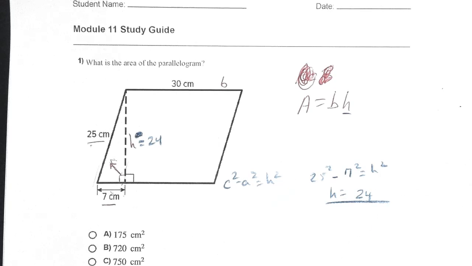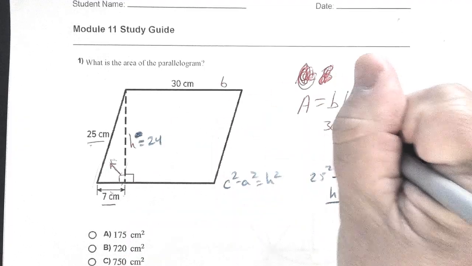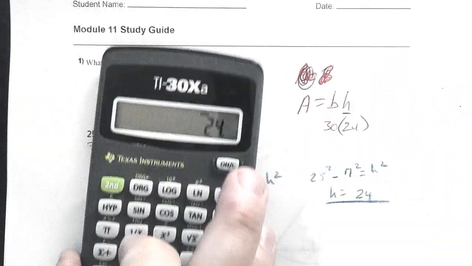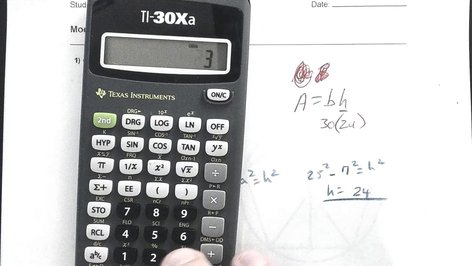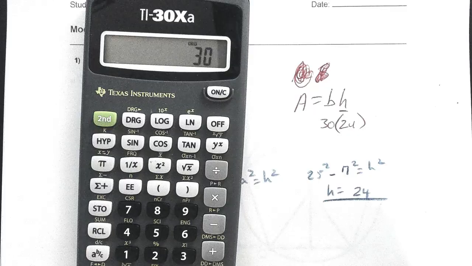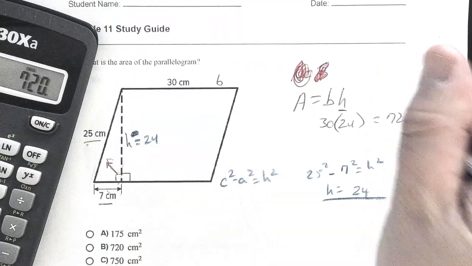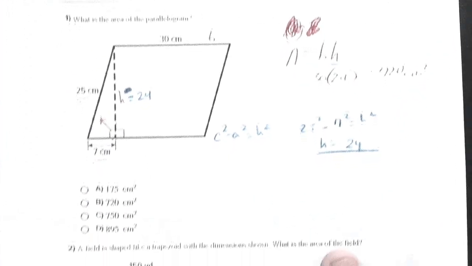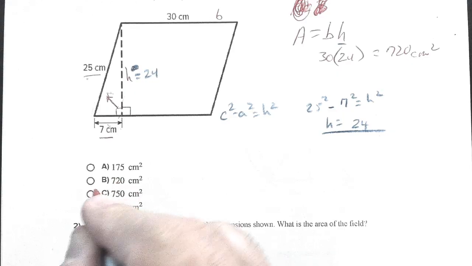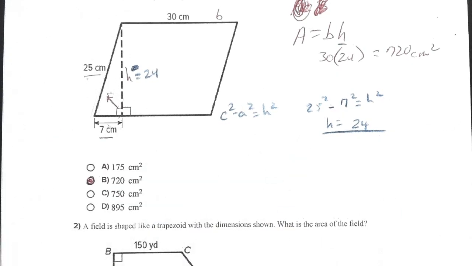So back up here, base is 30, height is 24. So 24 times 30. And of course, we know that 30 times 24 is the same as 24 times 30 because of the commutative property. Either way, we get 720. This is centimeters squared. And if we look, this says 720, so B is our answer. All right, that's moving up.